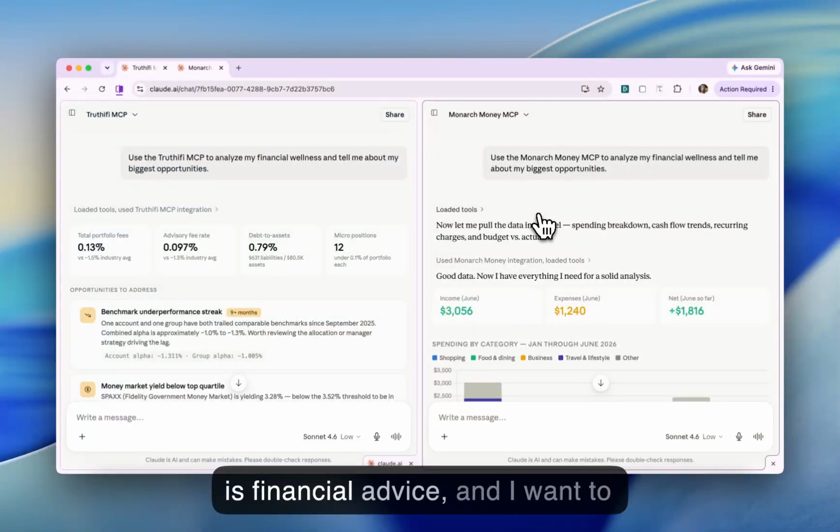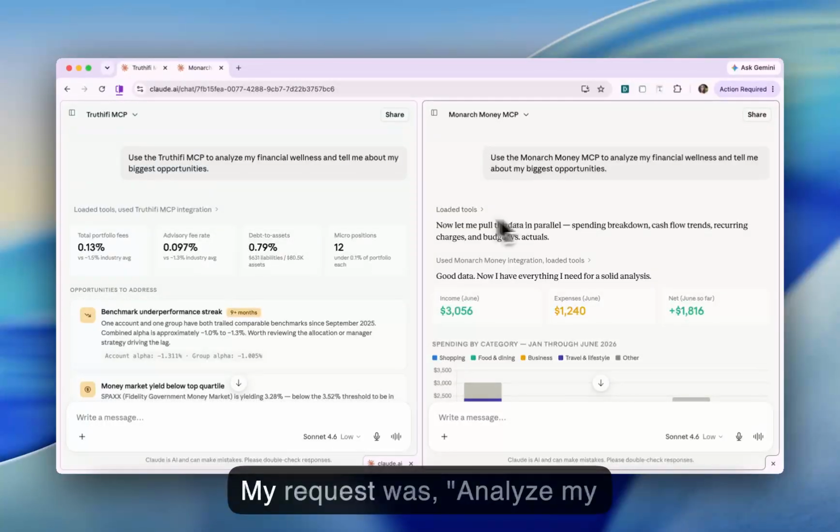Neither of these is financial advice, and I want to be clear about that up front. What you're seeing is what each tool surfaces from your data. What you do with it is between you and a financial professional.